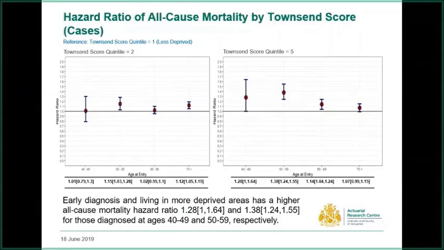In particular, those diagnosed at ages 40 to 49 had a hazard ratio of 1.28. Those diagnosed at ages 50 to 59 had a 38% higher risk of mortality compared to those in less deprived areas. Those diagnosed at 60 to 69 had a 14% higher risk. For those diagnosed at ages 70 years plus, the risk was 7% higher.